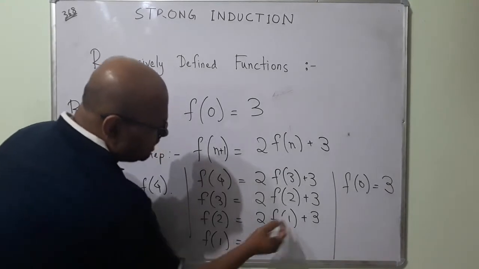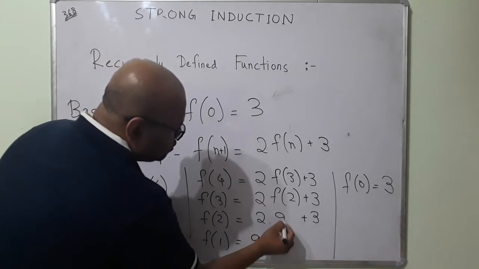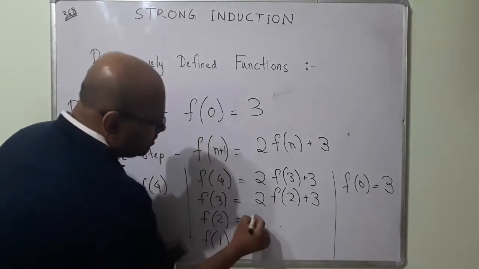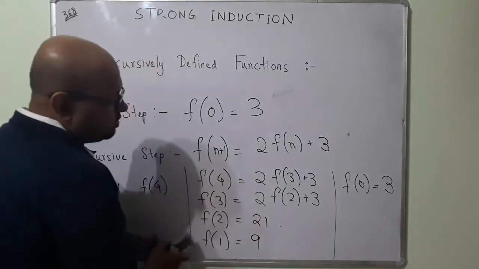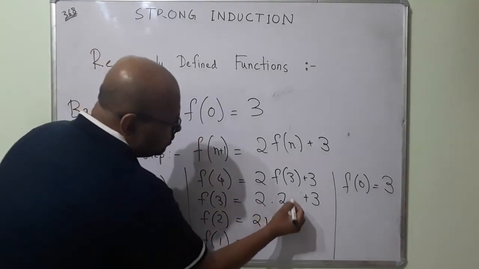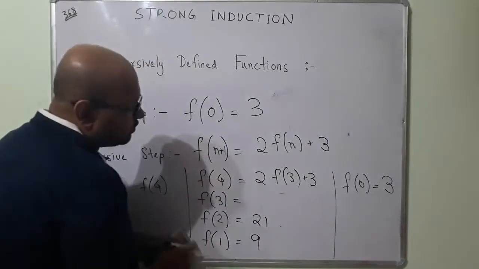Now we will substitute f of 1 in the previous equation. f of 1 is 9. So 2 into 9 is 18 plus 3 is equal to 21. Okay, so this is 21. We will substitute f of 2 equal to 21. 21 into 2 is 42 plus 3. This is equal to f of 3 is equal to 45.